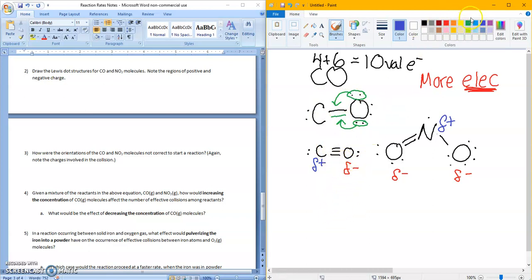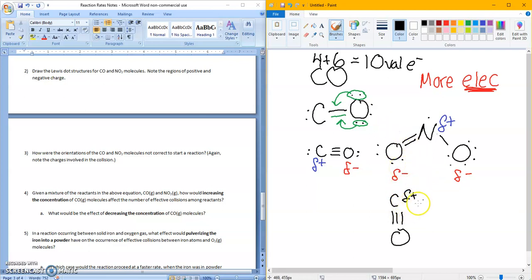All right, number three. How are the orientations of carbon monoxide and nitrogen dioxide molecules not correct to start a reaction? Well, if I think about a magnet, I know that positives repel, negatives repel, but a positive and a negative attract. So if I have a carbon monoxide headed towards a nitrogen dioxide gas, I'm going to have a positive going towards a negative, and so therefore when they hit, they will actually collide, okay?